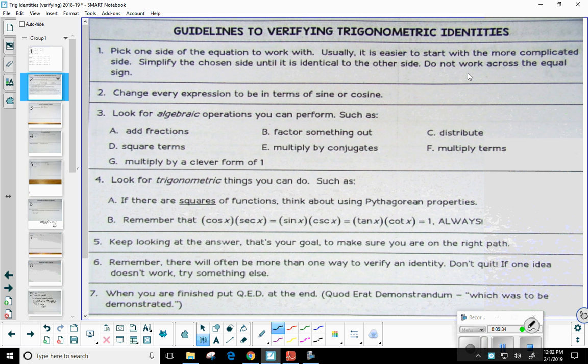How many terms in a binomial? Yeah, 2, right? Okay. So what am I talking about when I say conjugates?